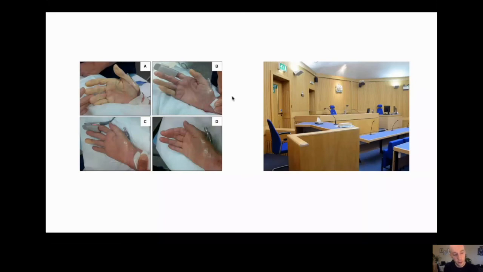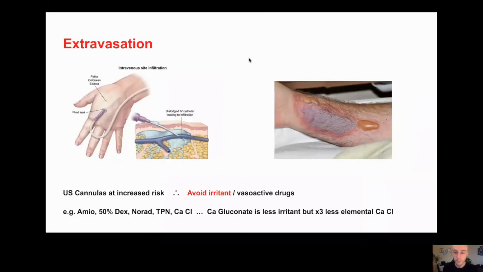But if you put a needle, especially a big needle, into an artery, you can dissect it and you could end up in coroner's court. So it's important that you differentiate veins and arteries. You don't put anything down something that you're not sure of, and you know where your needle tip is at all times.